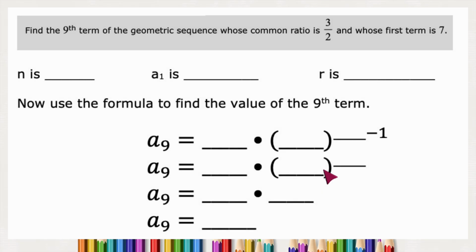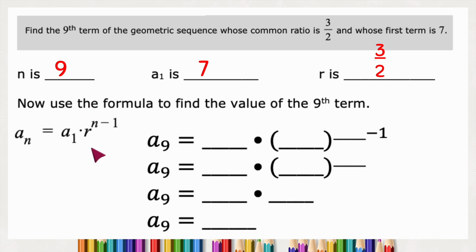All right, so let's go ahead and test this out. Find the 9th term of the geometric sequence whose common ratio is 3/2 and whose first term is 7. I already know what term number I'm going for, the 9th term. I know my first term is 7, so that's a_1. And my common ratio, they told me that too. That's 3/2. So they gave me everything I need to find the 9th term and use the formula we just went over.